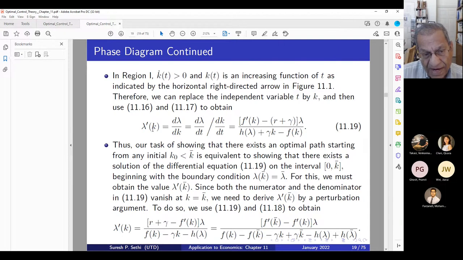So that tells you what happens to lambda when k changes. So our task of showing that there exists an optimal path is equivalent to showing that there exists a solution of this differential equation on the interval 0, k bar, beginning with the boundary condition lambda bar.